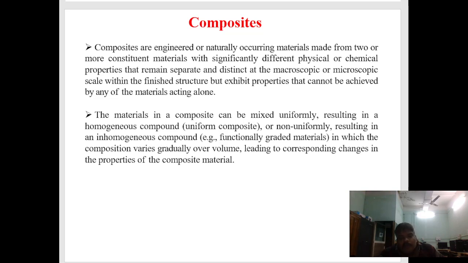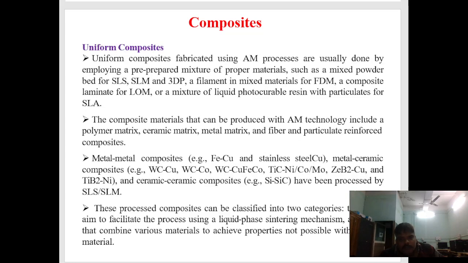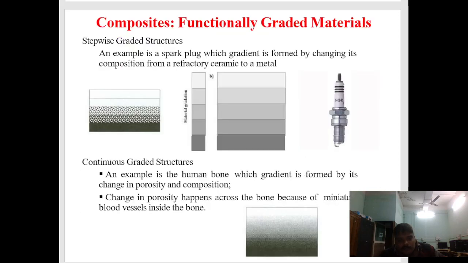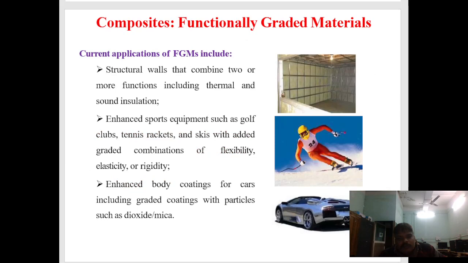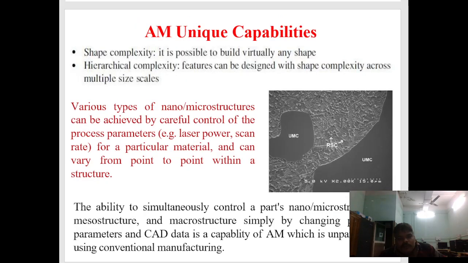The materials in a composite can be mixed uniformly, resulting in a homogeneous compound, a uniform composite, or non-uniformly, resulting in an inhomogeneous compound. Example: functionally graded material, in which the composition varies gradually over volume, leading to corresponding changes in the properties of the composite material. Uniform composite and functionally graded material composite, these are all about the two composites.